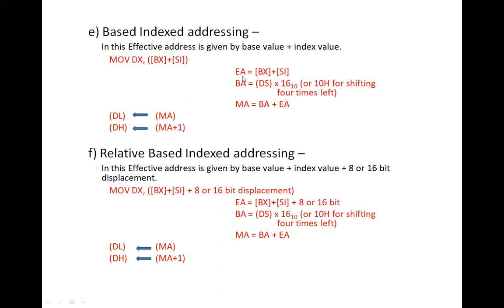And once we get the effective address, we shift the base address by shifting the content of the data segment register 4 bits left, and then it is added with the effective address to get the memory address. So whatever is the content of the memory address generated here will be copied in the DL register, and MA plus 1, the next memory location, its content will be copied in the DH register.